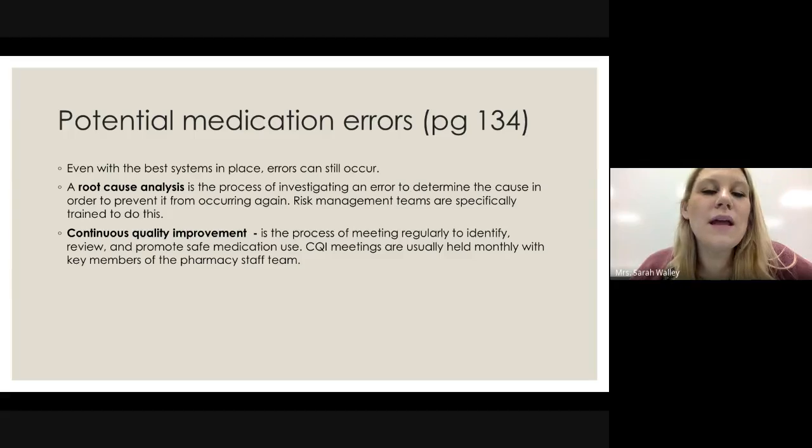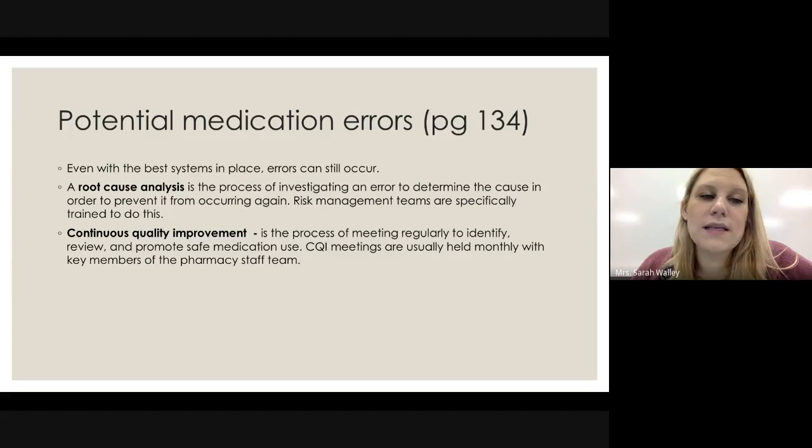So errors do happen, and there's a couple of things to help with that, but we talked about that in part 1 and 2. A root cause analysis is the process of investigating an error to determine the cause in order to prevent it from occurring again. Risk management teams are specifically trained to do this.